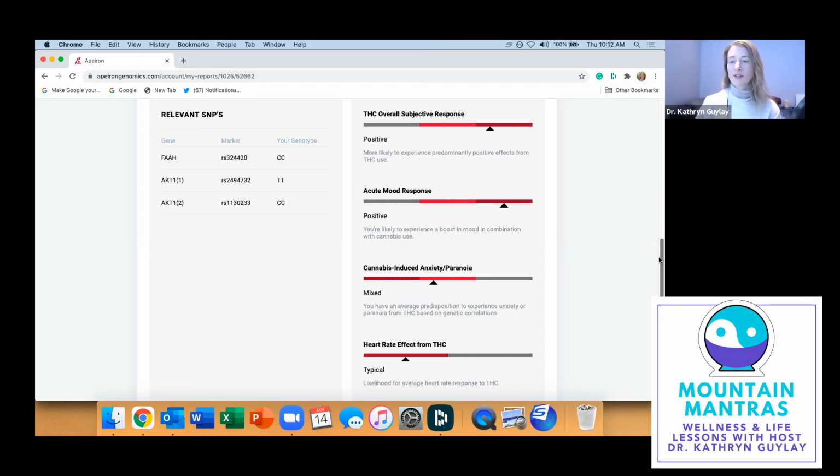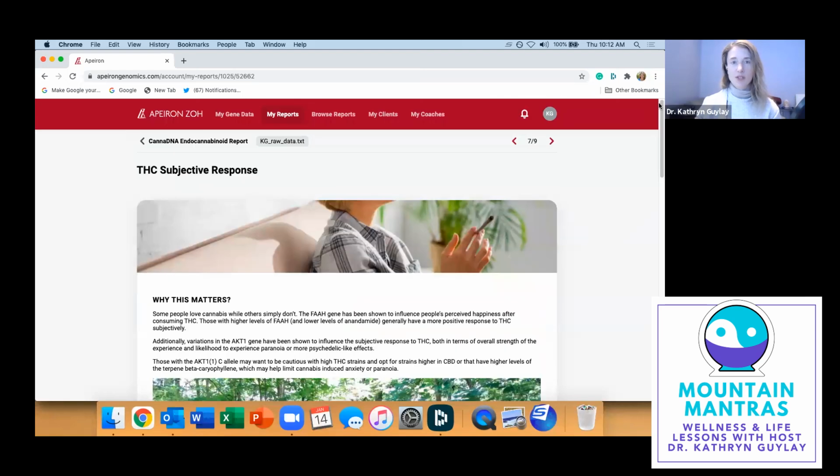So interesting. I love it. It's the Aperion systems approach of looking at the body. So let's look at that.